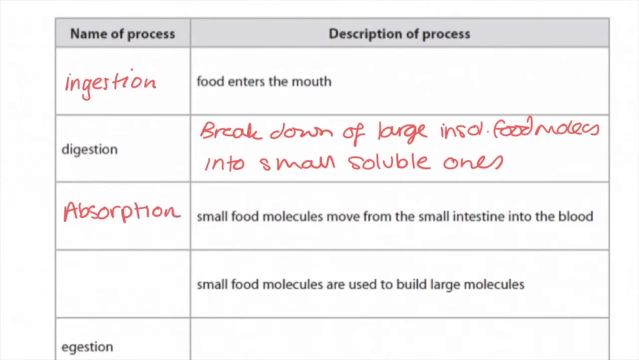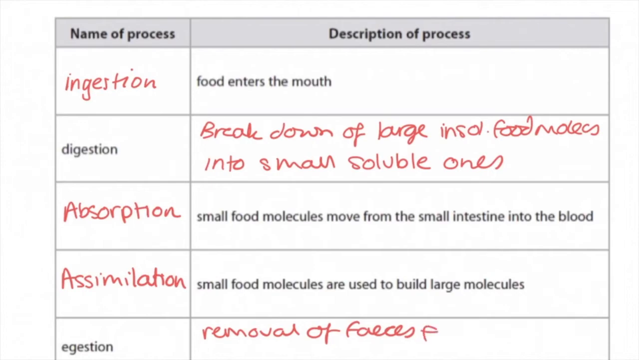Careful with the spelling. Then assimilation is when small soluble food molecules move into the cells of the body where they are used. So the use of the small food molecules to build into larger molecules is part of assimilation. With the definition of egestion, you need to make sure you get the buzzwords in. Faeces, careful with the spelling again, and anus. So it is the removal of faeces from the body through the anus.